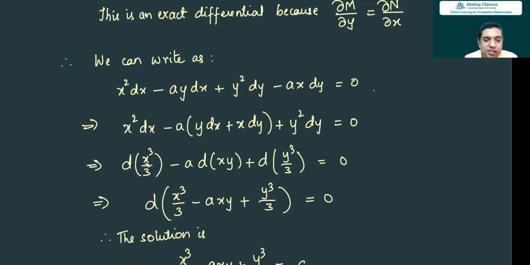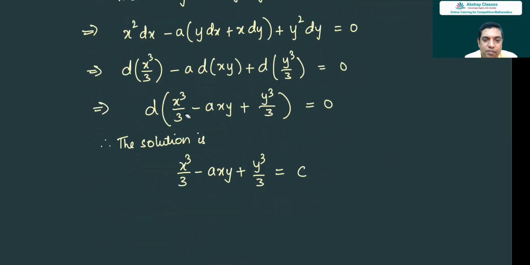This term is the differential of x cubed by 3, this is the differential of y cubed by 3. These are differentials of each term. That means this is the differential of the total: x cubed by 3 minus a xy plus y cubed by 3 equal to 0. So when we integrate it, we get this solution. It's the exact differential.